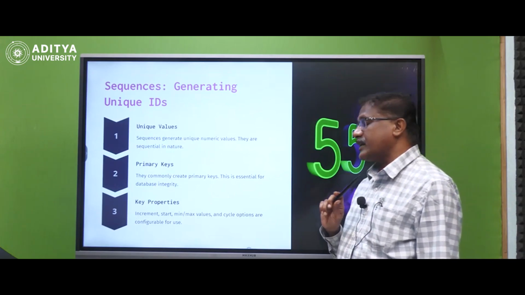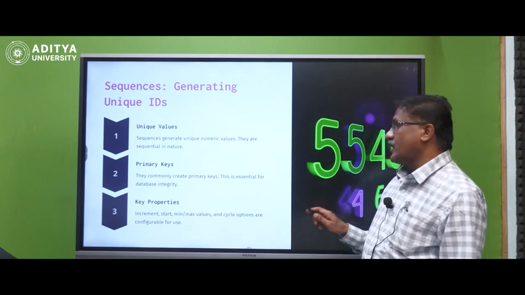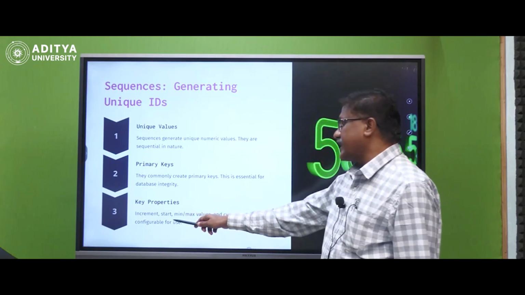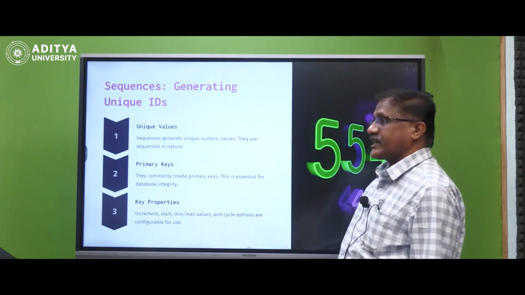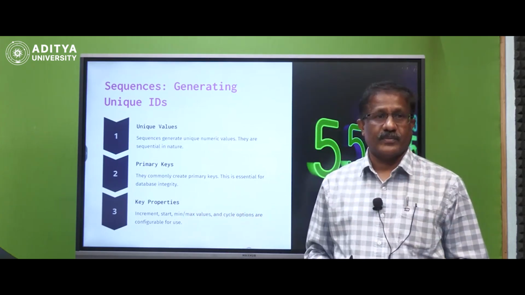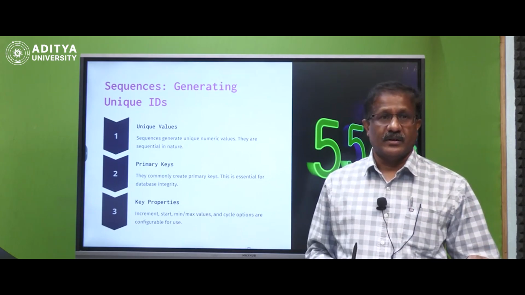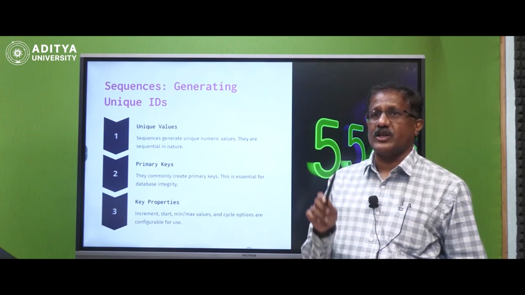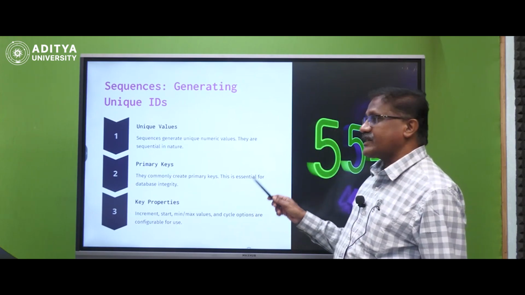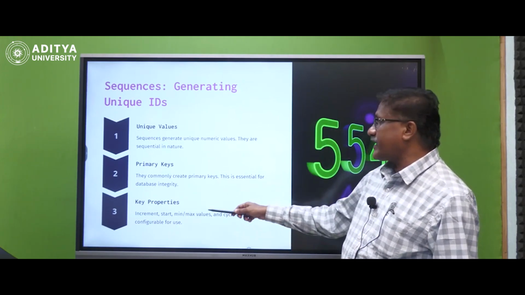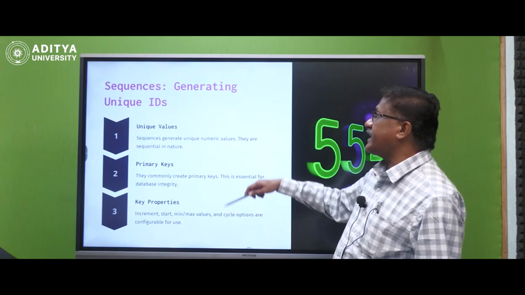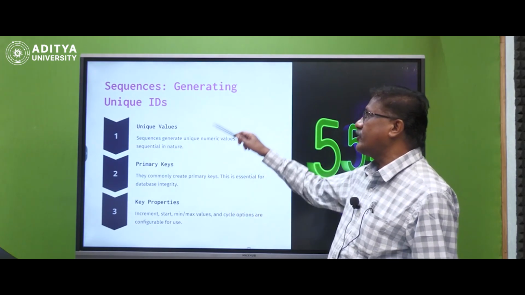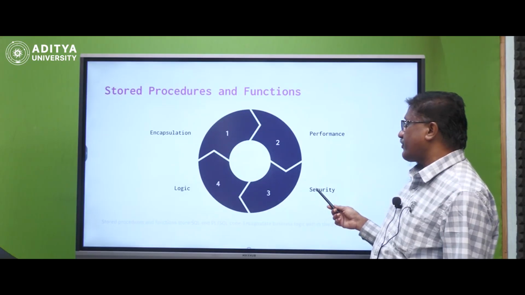It does not allow duplicate values also. And what are the key parameters? Increment, start, minimum, and maximum value. For example, start from 101, increment by 1. That means 101, 102, 103, 104, like that. And then maximum value 100. Like that I can set some properties. Then I can create the sequence for generating values, which also improves the performance.